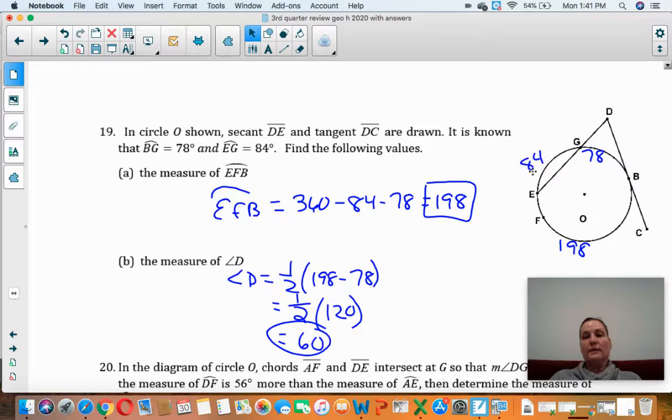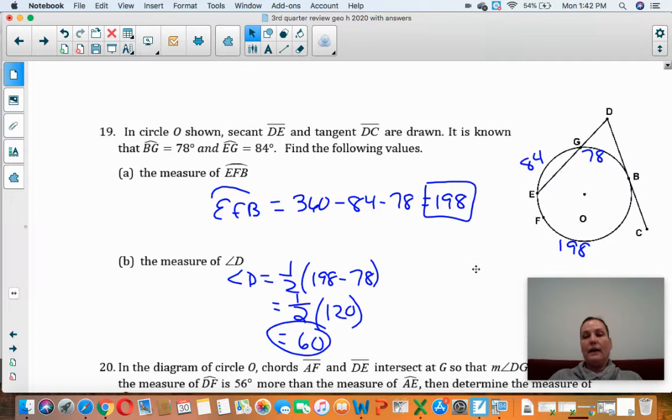They told me this arc is 84, arc EG, and arc GB is 78. Together, all three of the arcs equal 360. So all I did was 360 minus 84 minus 78. That's how I find that missing arc of 198.